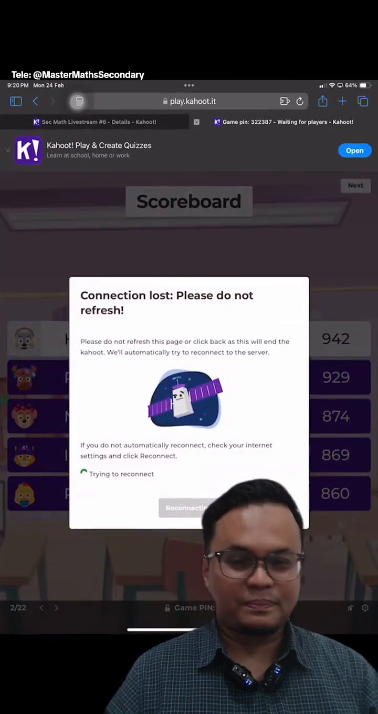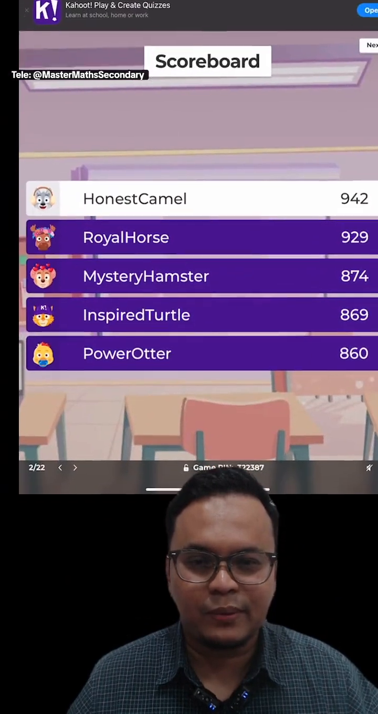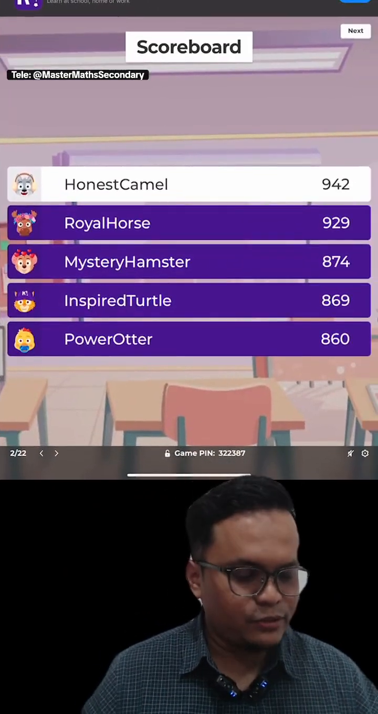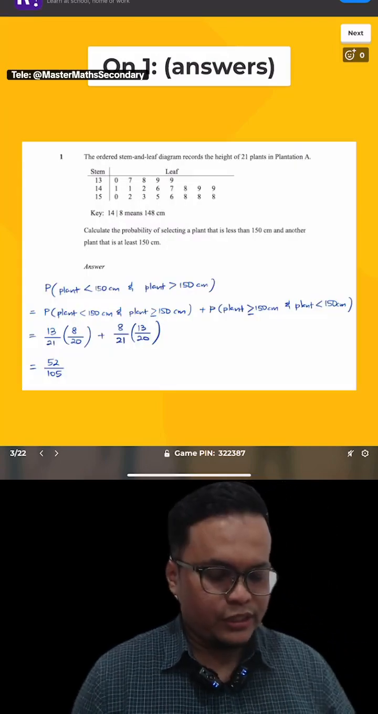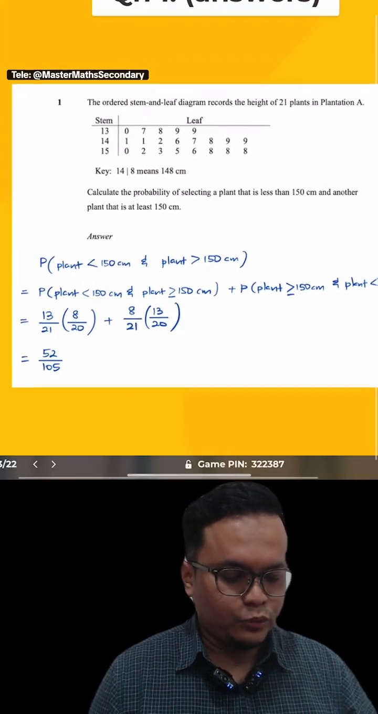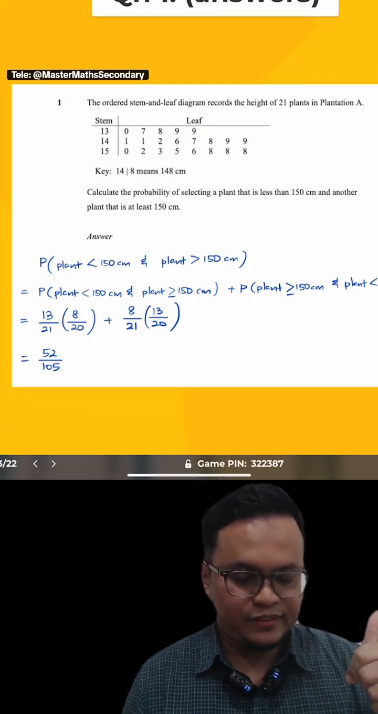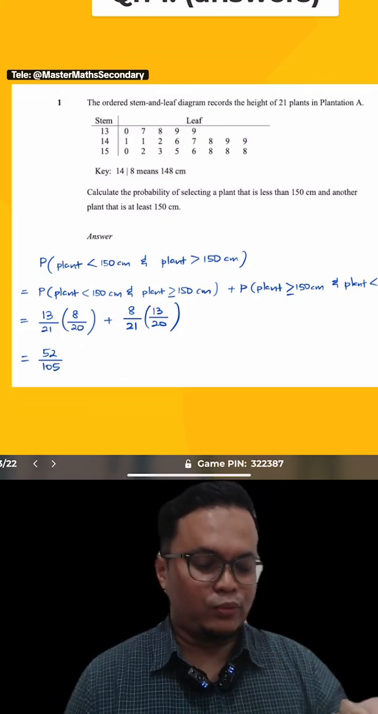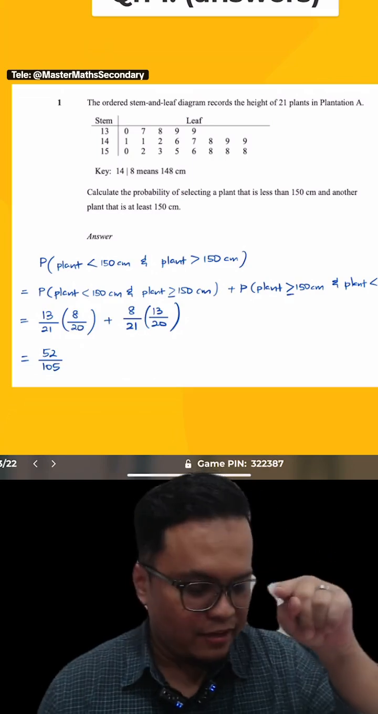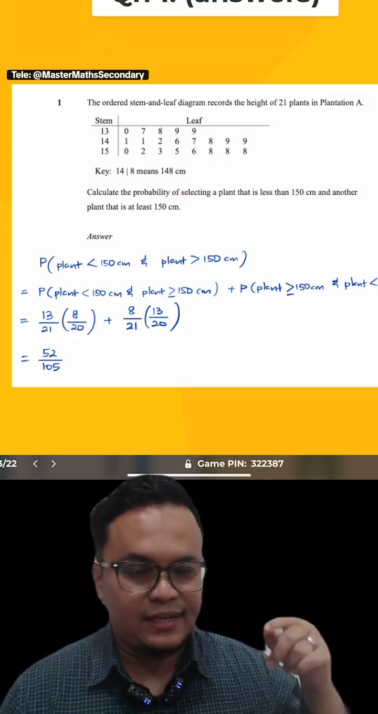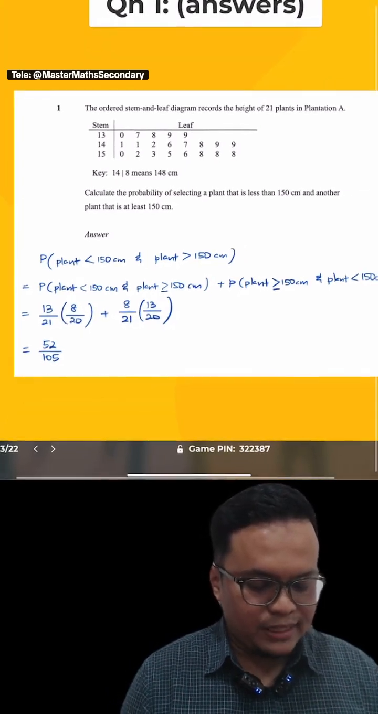Okay, so going back to the game, let me raise this up, otherwise you won't be able to see the question. Let's see how question 1 is done. This question is asking for us to choose 2 things. We're choosing a plant that is less than 150 centimeters, and the other plant will be at least 150 centimeters. I forgot to put in an equal sign for my first line. I added it for the second line, but forgot for the first. So basically, there are 2 possibilities.